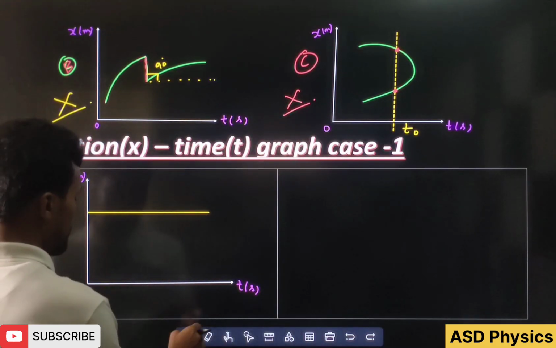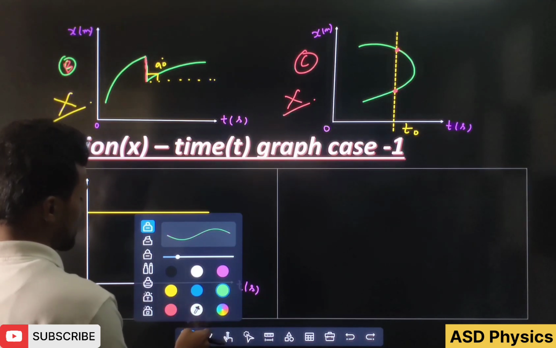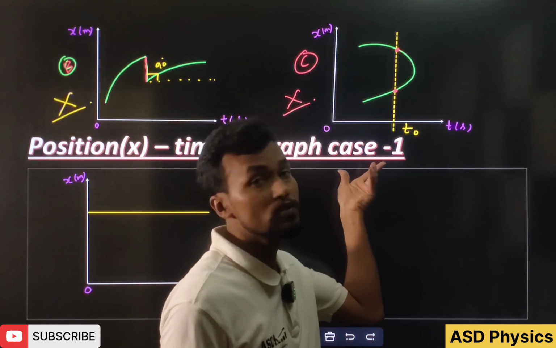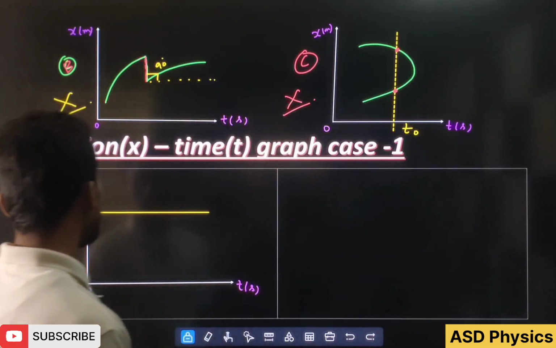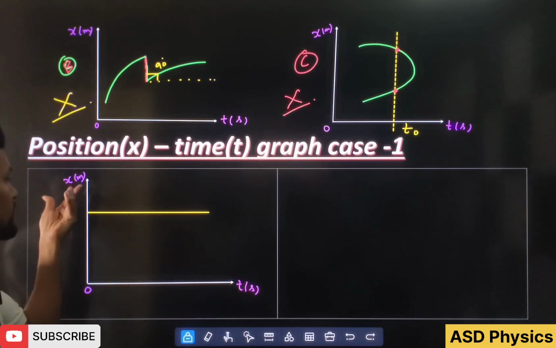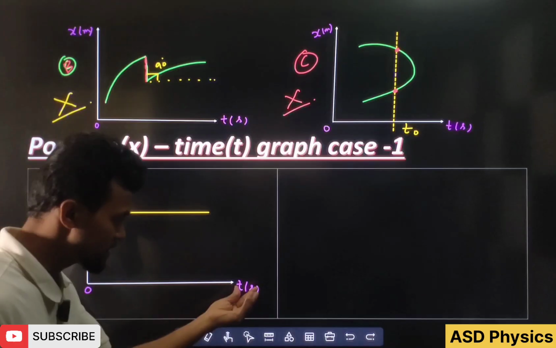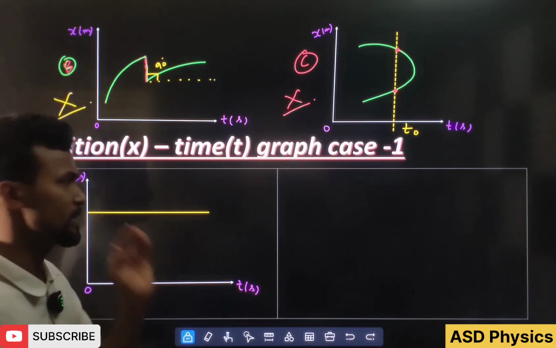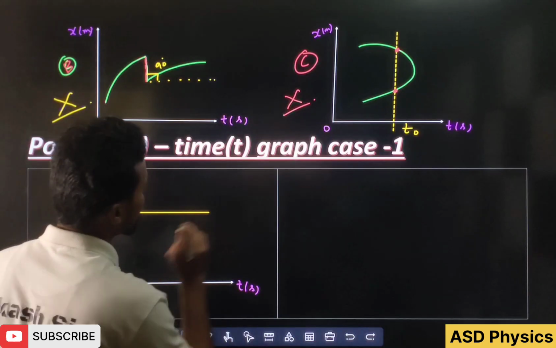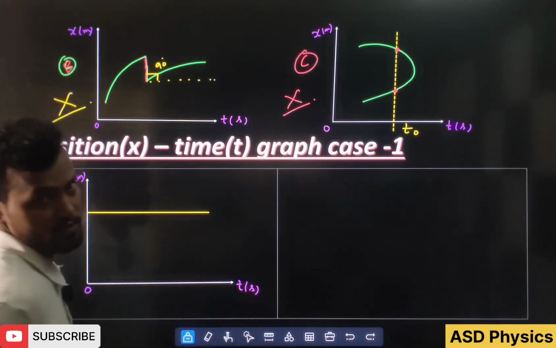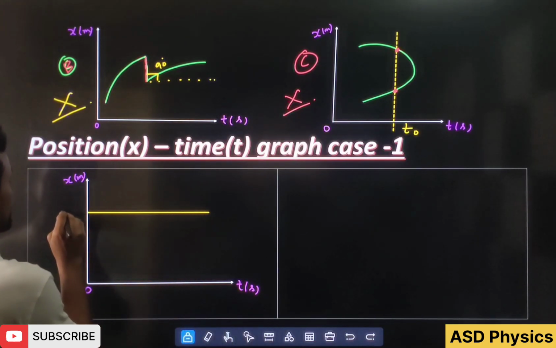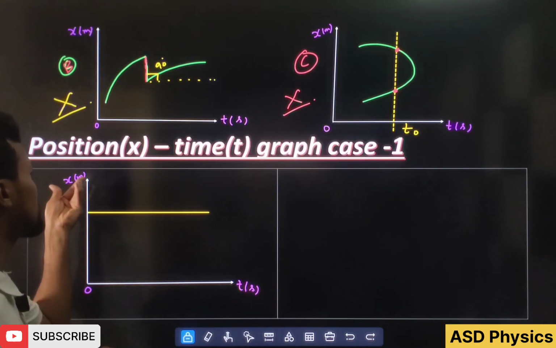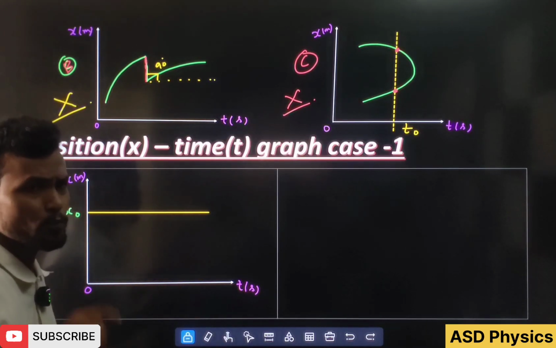Now students, after that we are going to see the cases. See here, position-time graph cases, and first we are going to see case 1. Let's take on the horizontal axis time, unit is second, on the vertical axis position, and the SI unit is the meter. If at any time the graph is a horizontal line, and let's take for example this is x naught. Remember that we are using the x-t graph, position-time graph.